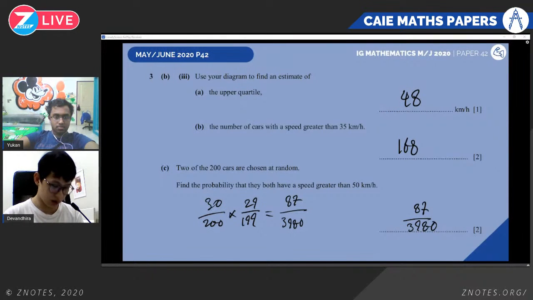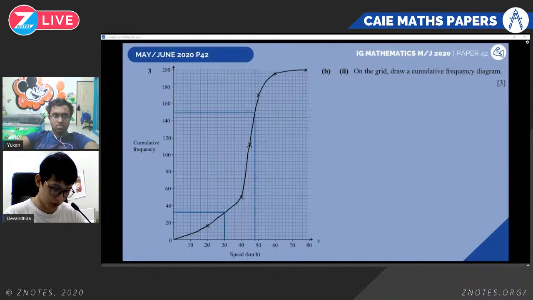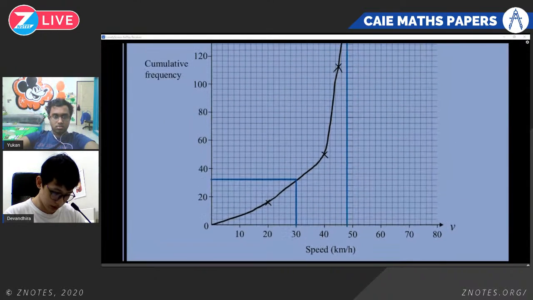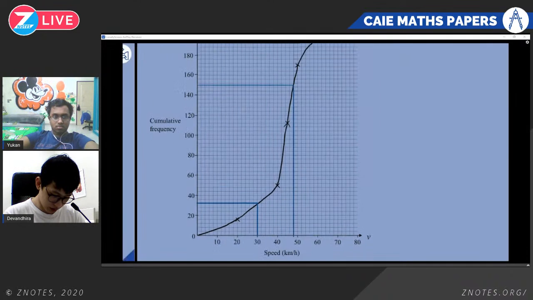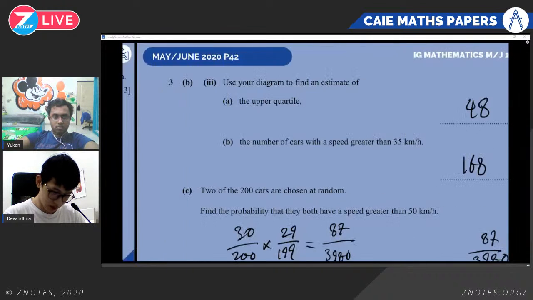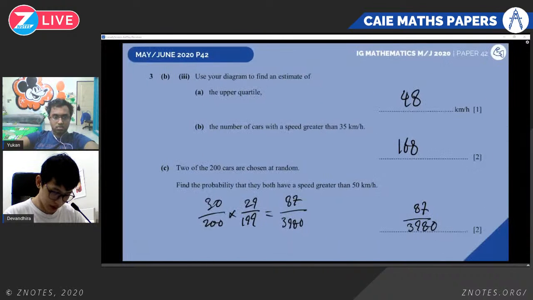Next one. The number of cars with a speed greater than 35 kilometers per hour. All right. The number of cars with speed greater than 35 kilometers per hour. So right here, wait, sorry, 35 kilometers per hour. Did I make a mistake here, Yugan?